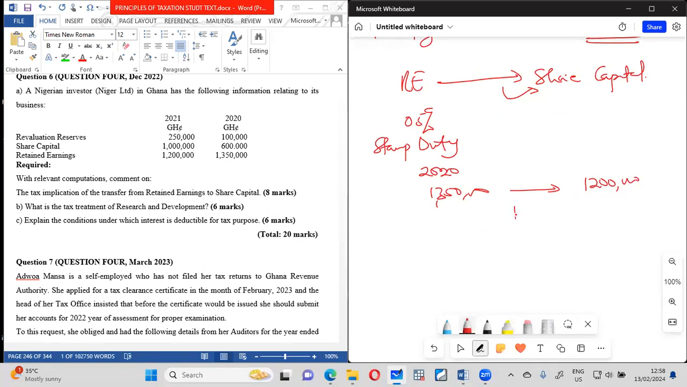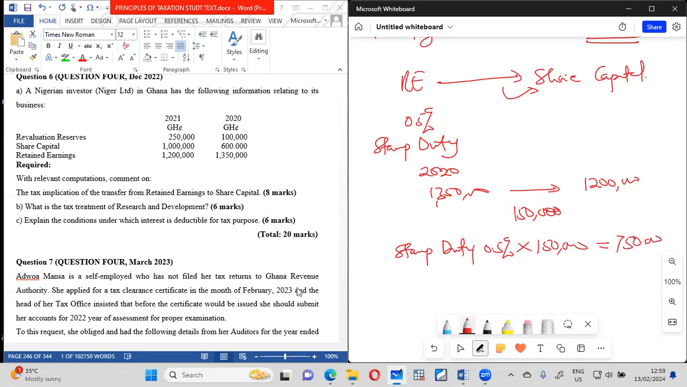So if they did, on that 150,000 that they've transferred, you will charge stamp duty of 0.5%. Ladies and gentlemen, that 0.5% has been amended. It is now 1%. Please, I'll talk about the amendments later. We'll go back to those things. So that is 150,000 by 0.5%. Please, it's not 5%, it's 0.5%. That means the entity is supposed to pay 750 as stamp tax.